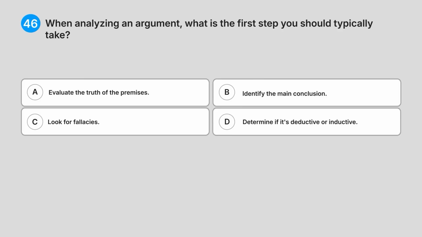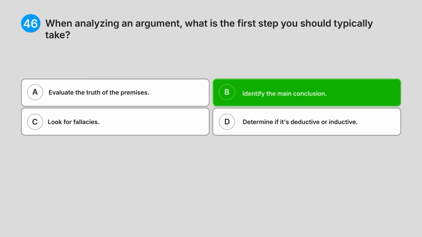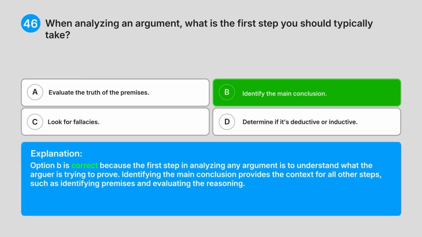Correct answer. B. Identify the main conclusion. Explanation. Option B is correct because the first step in analysing any argument is to understand what the arguer is trying to prove. Identifying the main conclusion provides the context for all other steps, such as identifying premises and evaluating the reasoning.